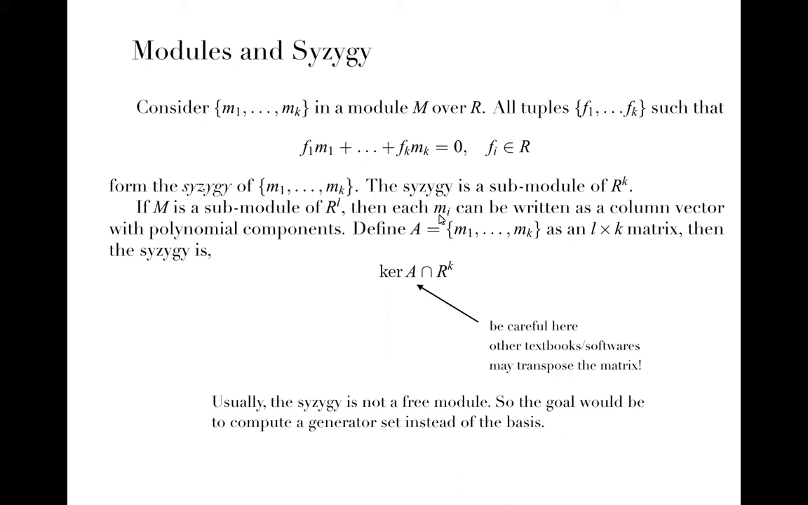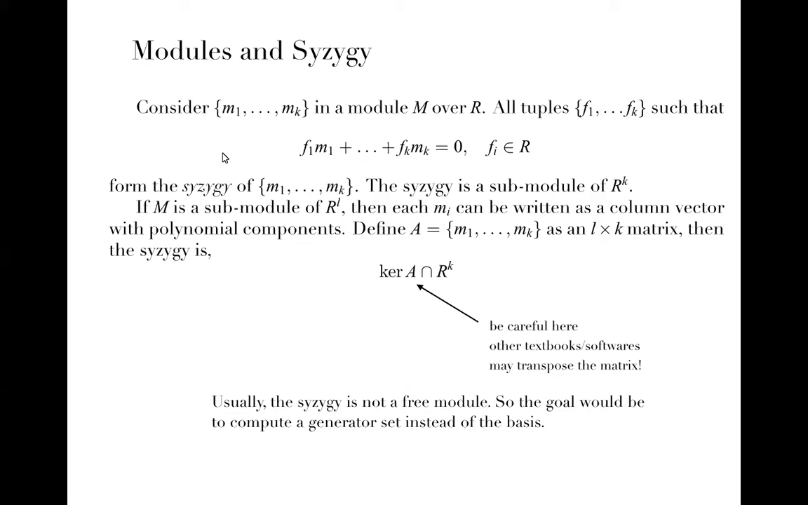So this is the standard notation from the computational algebraic geometry textbook. If you use some kind of software or read some papers in the literature, it could be transposed. It could be that each row is a generator. But here, from mathematical convention, each column is a vector. Each column is this M_i, which is a generator of this submodule.